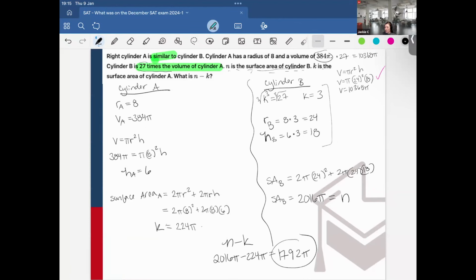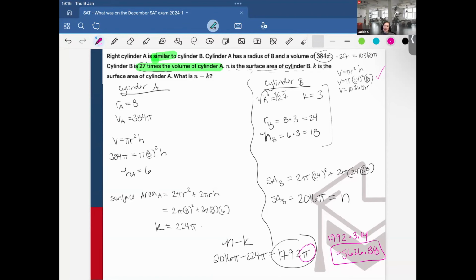So this is the answer. However, since it's a gridding question and I can't type in pi in the answer, it would be 1792 times 3.14, which is 5,626.88. That is what I would type into the grid-in section. Isn't that great?